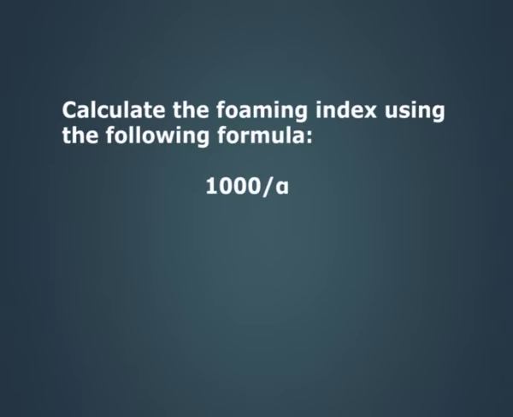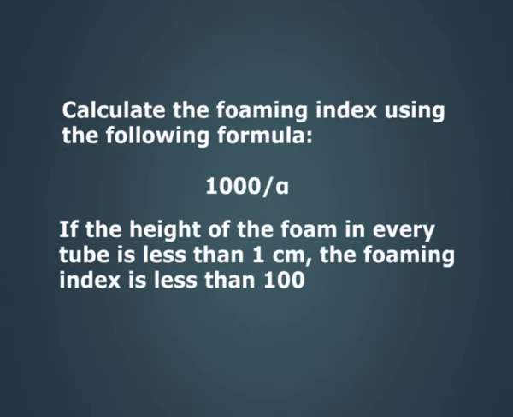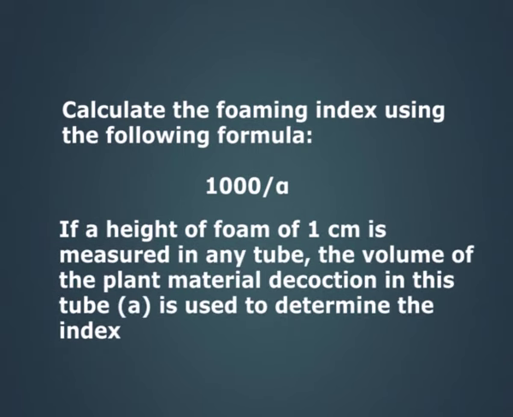The results are assessed as follows. If the height of the foam in every tube is less than 1 centimeter, the foaming index is less than 100. If a height of foam of 1 centimeter is measured in any tube, the volume of the plant material decoction in this tube is used to determine the index.